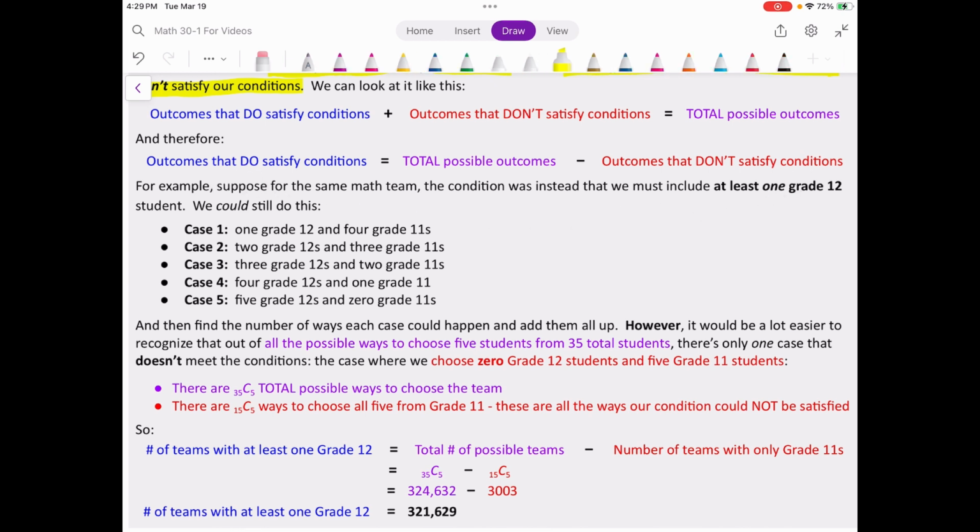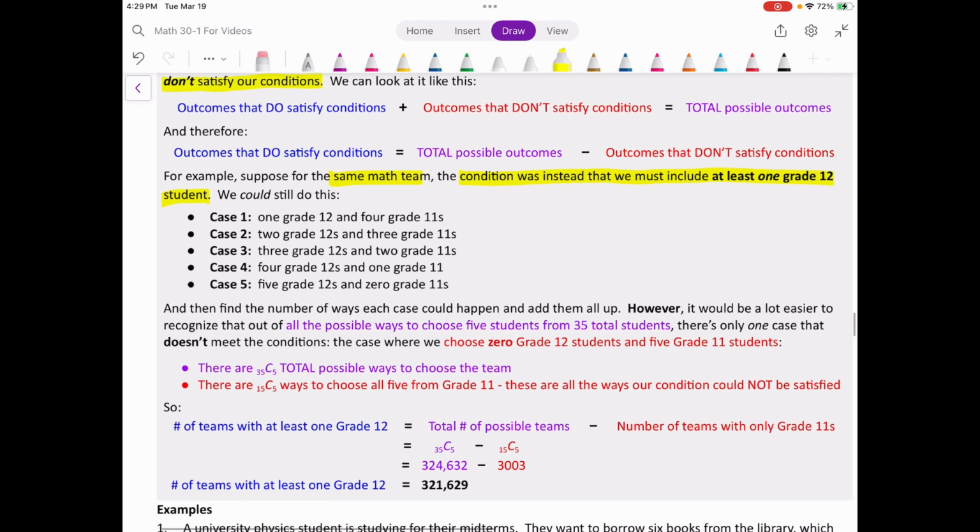So just to think about why this might be easier, suppose we have the same math team. We're choosing 5 students from 20 grade 12s and 15 grade 11s. But now the condition is that we must include at least 1 grade 12 student. So we technically could still do this, right? We could say, all right, well, we could have 1 grade 12, 4 grade 11s. That's case 1. Then we could have 2 grade 12s, 3 grade 11s. That's case 2. Case 3, 3 12s, 2 11s. Case 4, you get it, right? 4 12s, 1 11, and on.